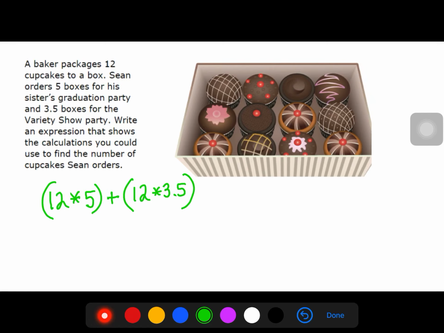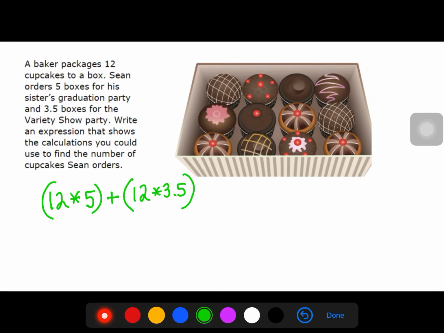But here's the beautiful part. It's just an expression, not an equation. You don't even have to solve it, right? If it's an expression, it has no equal sign. That's just representing that problem. Can you think of another way I could write this expression to get the same answer?